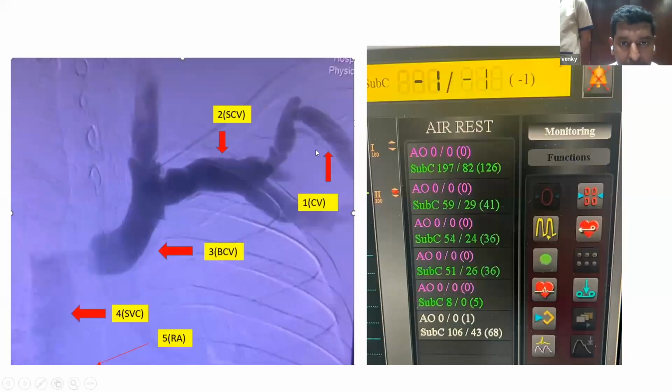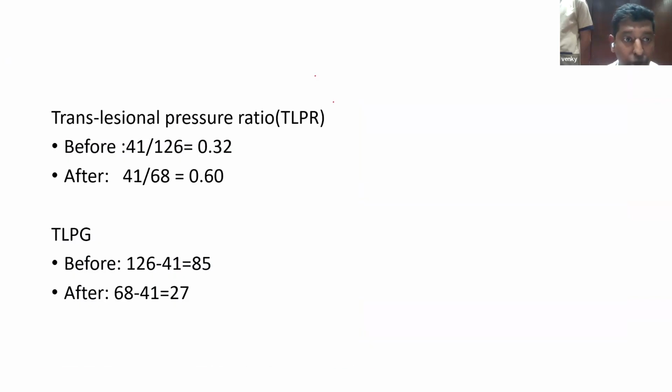So immediately after stenting, you can see the pressure at number one. From 126, it has fallen down to 68. And the gradient from 80 has fallen down to 20. That means the stenting has worked. Immediately, the fistula became soft and collapsible, and the thrill became continuous. And we know the stenting has done the job.